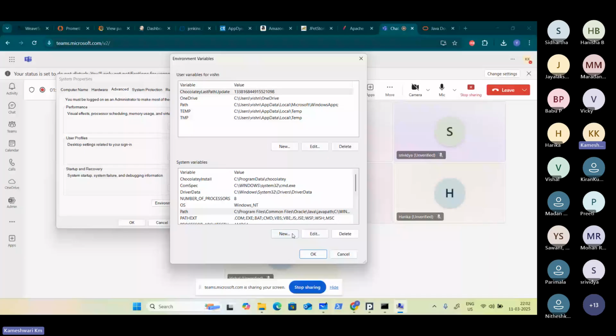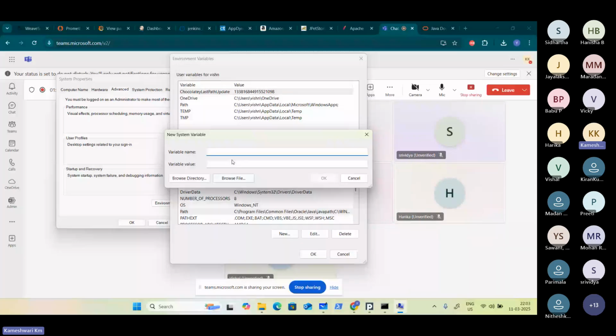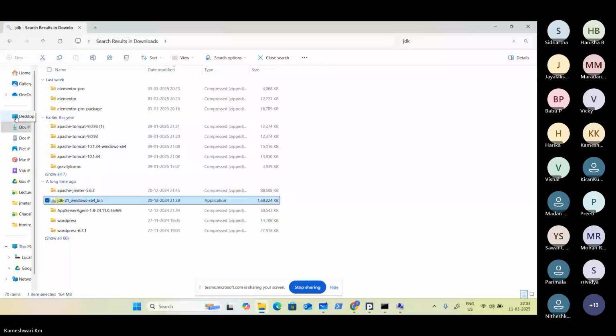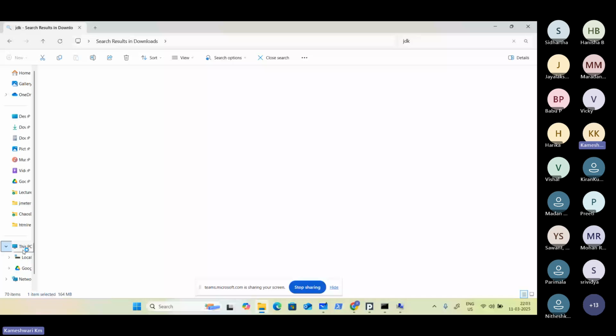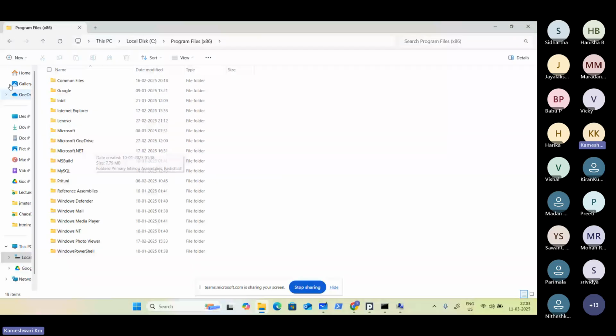So I'll just show you, which is here. There's a home variable. The only thing is simple. You can just click New. And you need to give JAVA_HOME. Okay. This one. And for the variable value, you need to give the path of your JDK. So just go to your local disk C, go to your Program Files, just Program Files, not x86, this one.